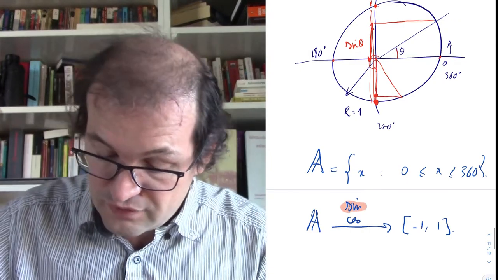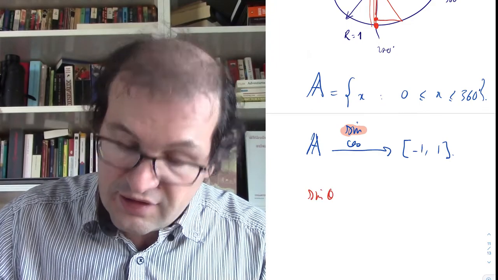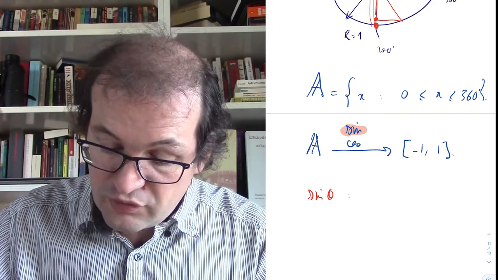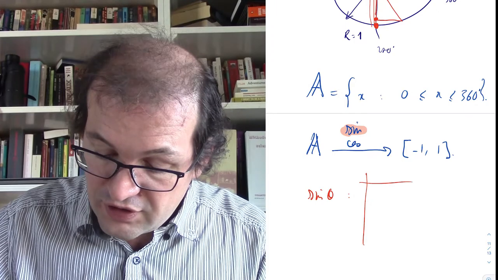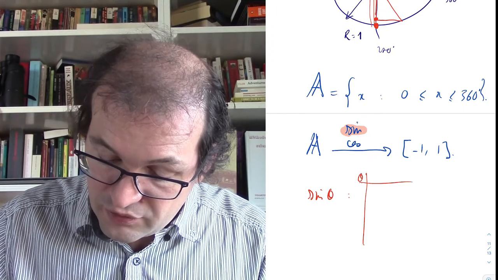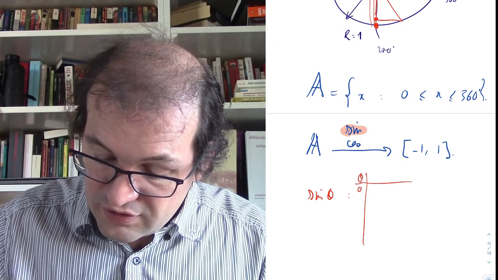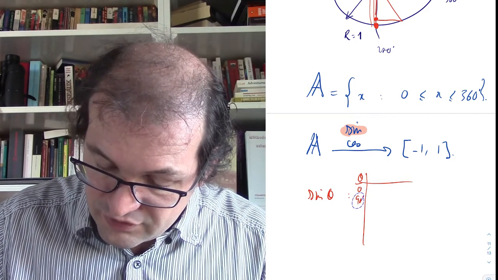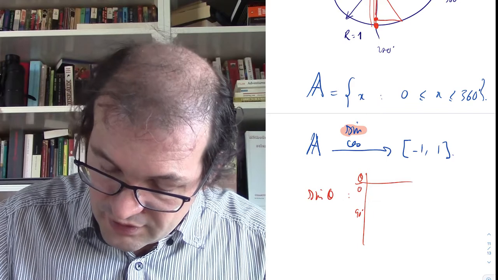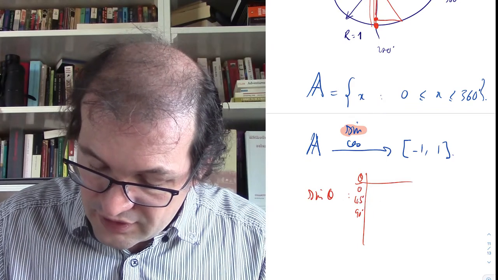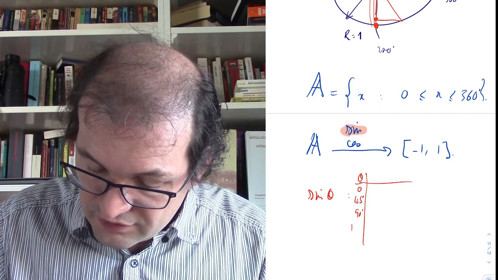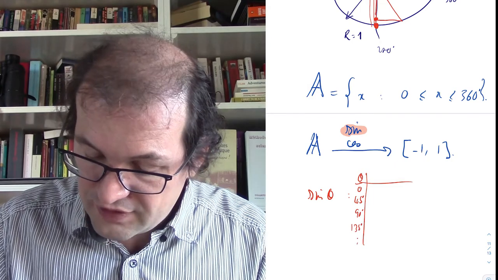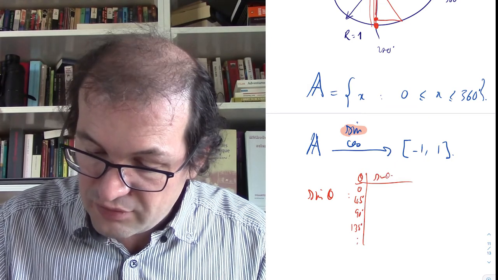Then we define the function. Sine of theta is defined like this. We just have two measures. And then we can make a list of values. So for theta, we can take 0, 45 degrees, 90 degrees, 135 degrees, so on and so forth. And we look at the sine of theta. So we can apply sine of theta.